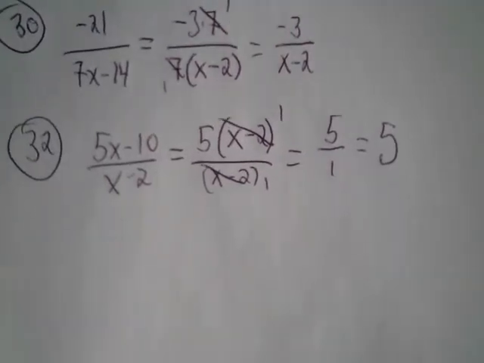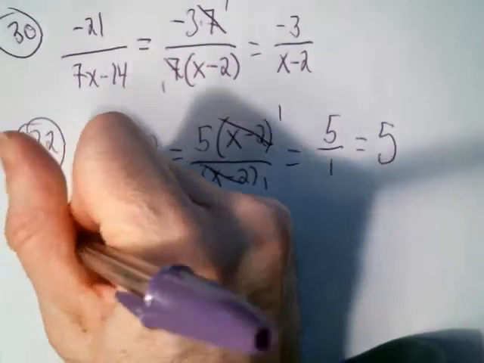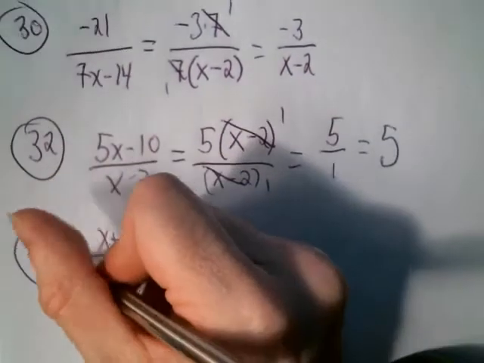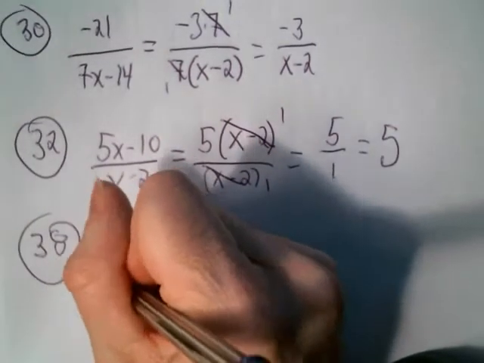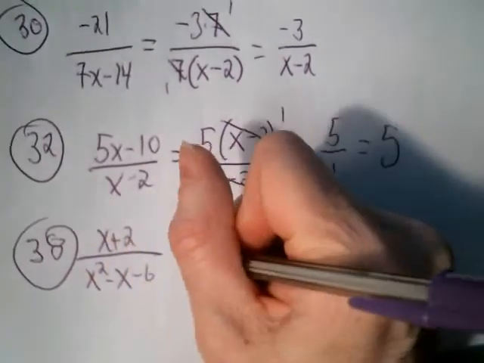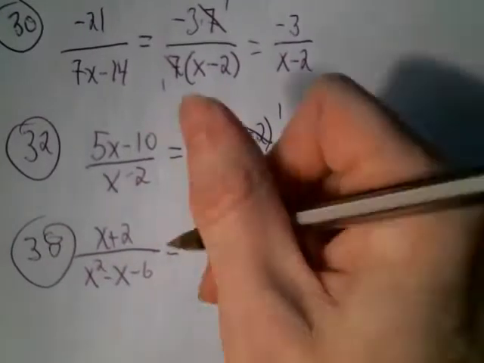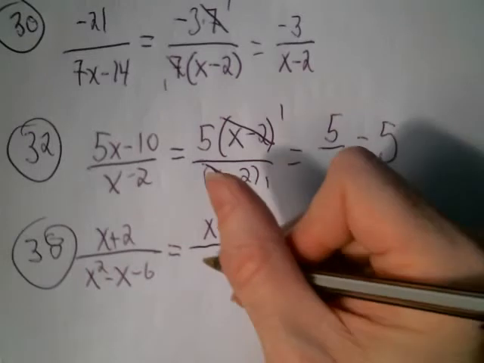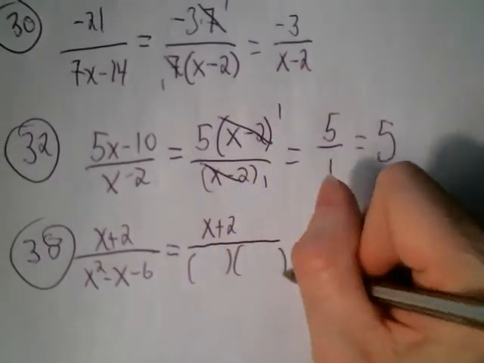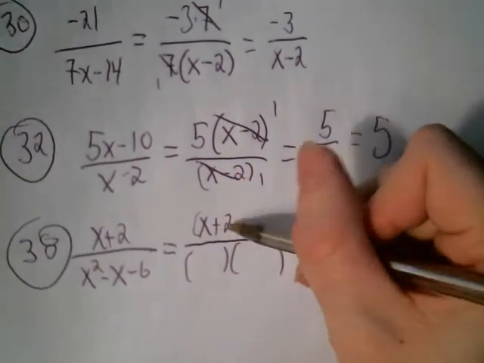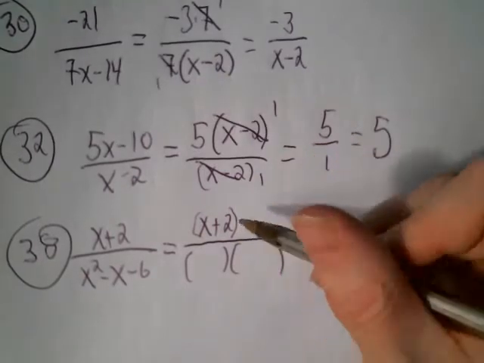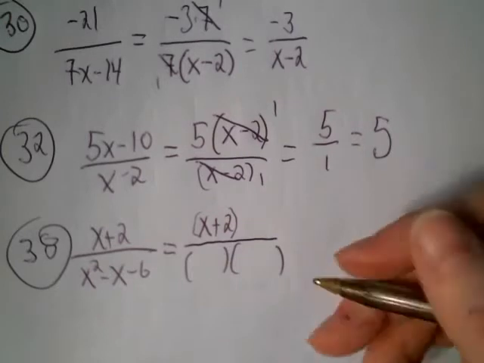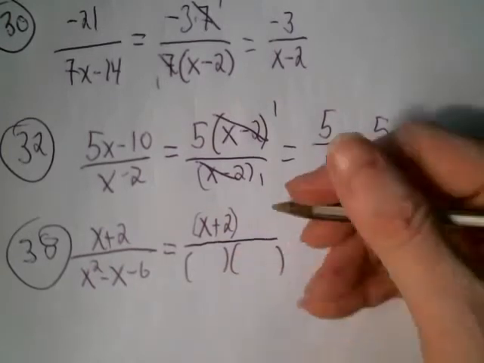Alrighty then, let's move to 38. We got x plus 2 all over x squared minus x minus 6. Okay. In the denominator, I'm going to factor out the two binomials. And, in this numerator, you want to think of that as one item. Okay? It has a plus sign in between the two numbers. That's one thing. If you don't see it in the denominator, you can't get rid of it.